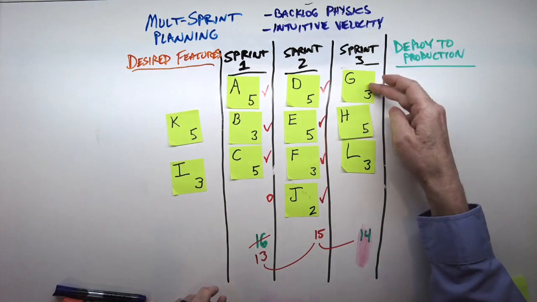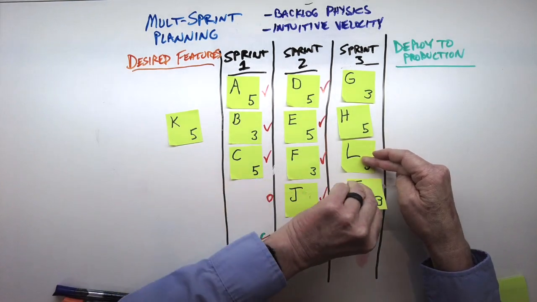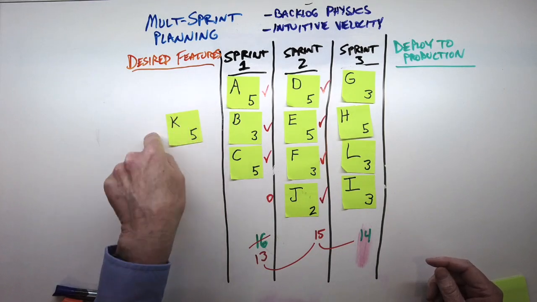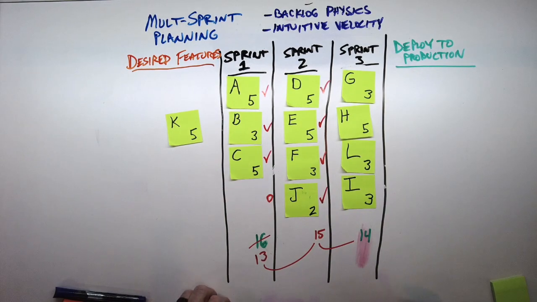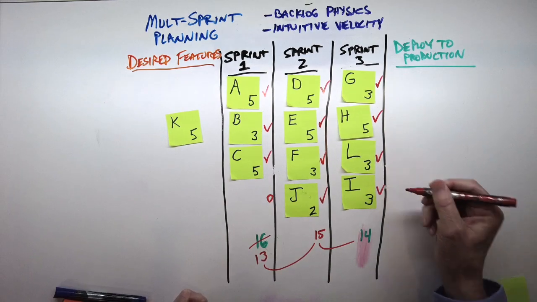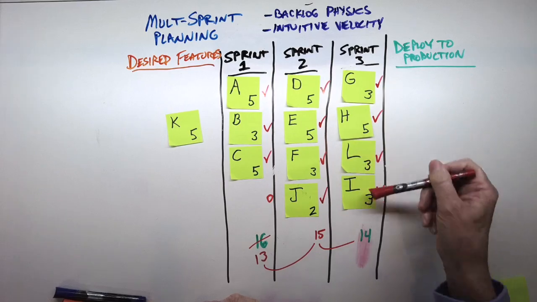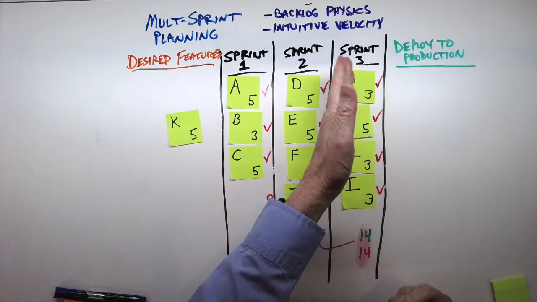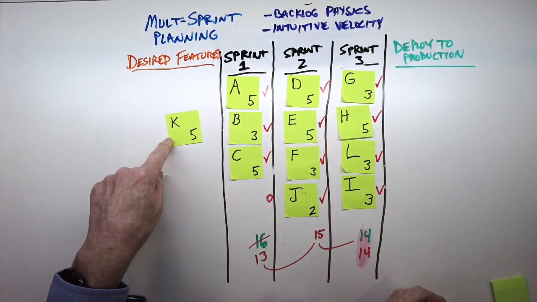All right, so right here we have 8, 11. Well, let's pull I in there. We can put I in there, and that's 14. So K is the one that is likely not to get done. And then we can say, okay, great. Let's go through the sprint. We got G done. We got H done. We got L done. We got I done. That's nice. That is 8, 14 again. 14 was the actual.